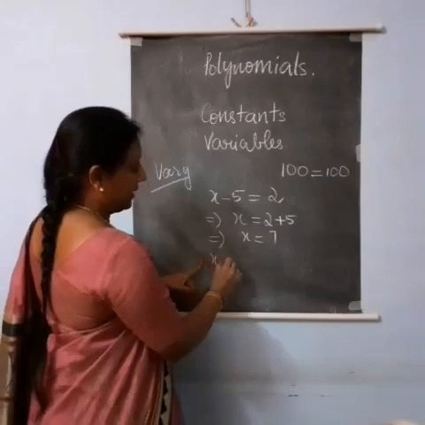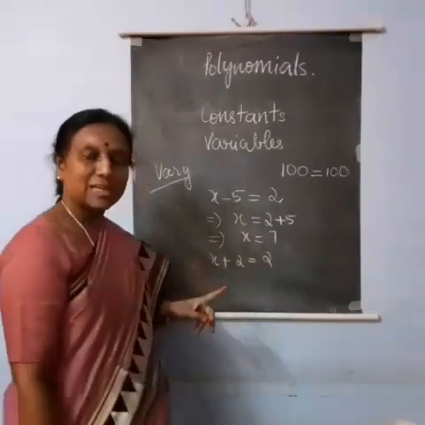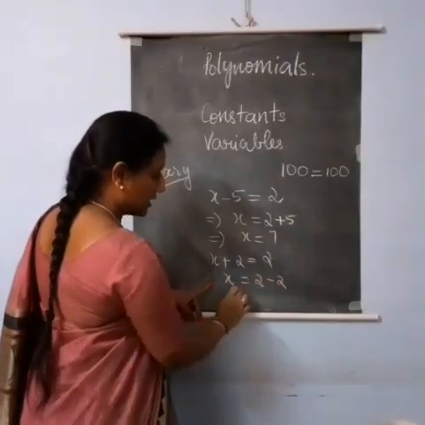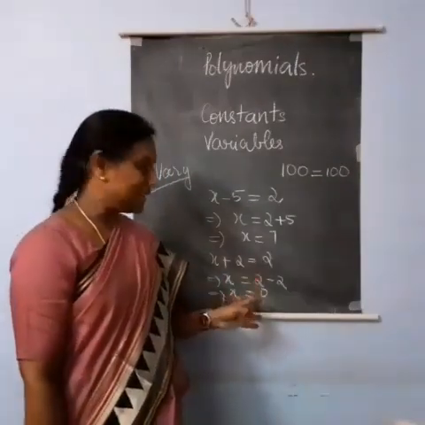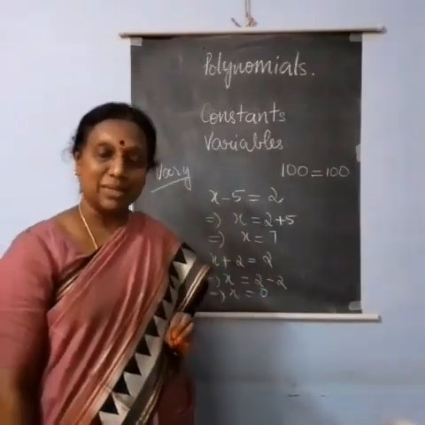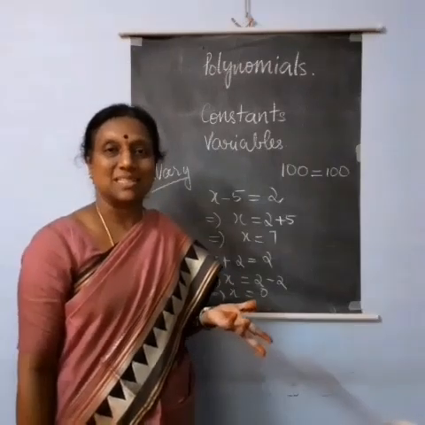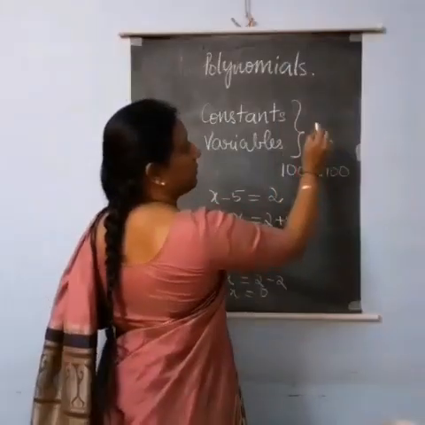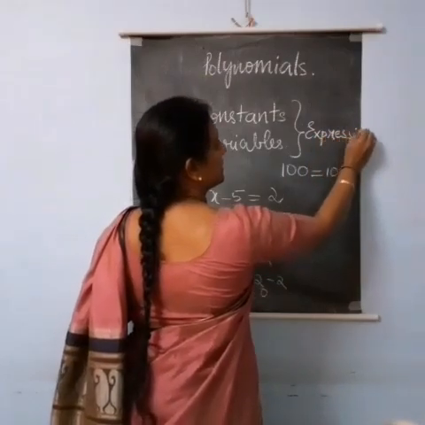Let's say we have x plus 2 equal to 2. Okay, so what will happen? You will get x is equal to 2 minus 2. So x is equal to 0. So in this case, the value of x has become 0. So that is why x is called a variable, because it takes different values in different situations. Now, constants and variables together will form expressions. What do they form? Expressions.